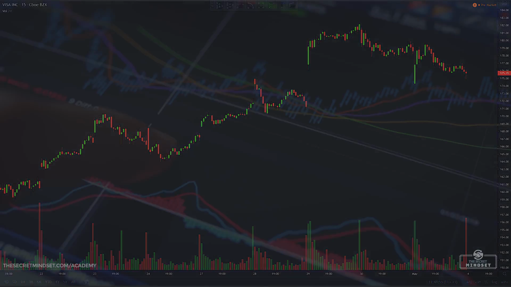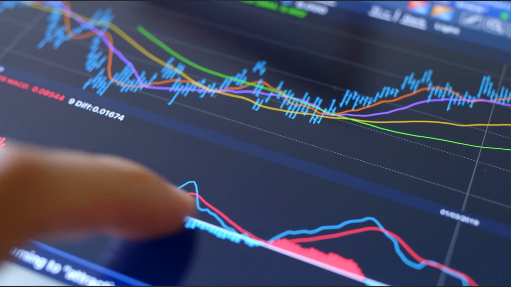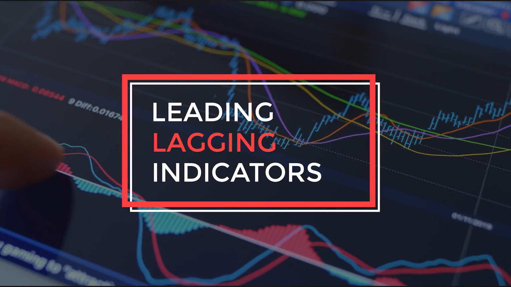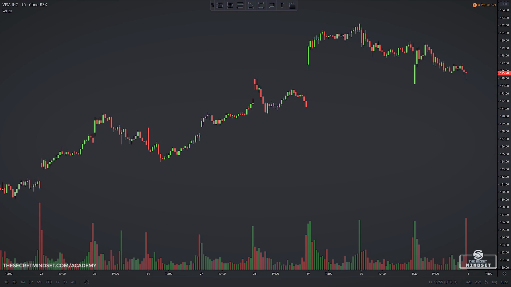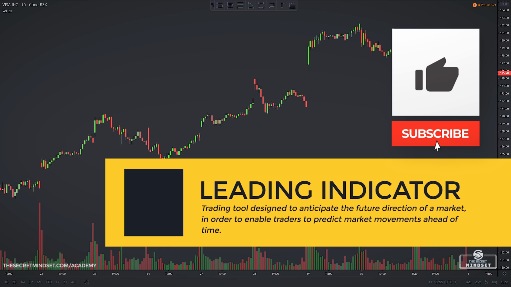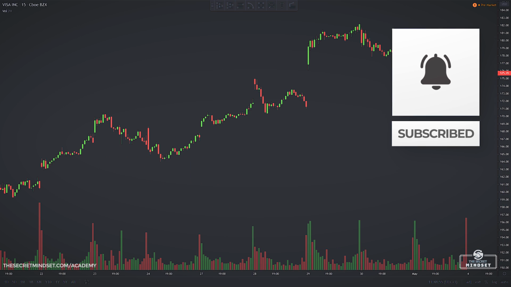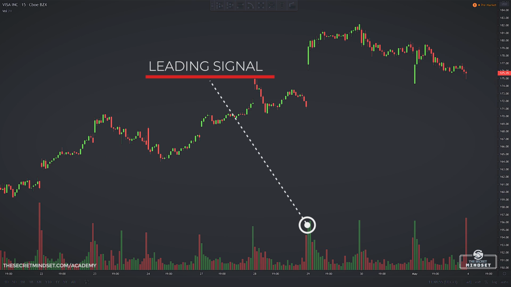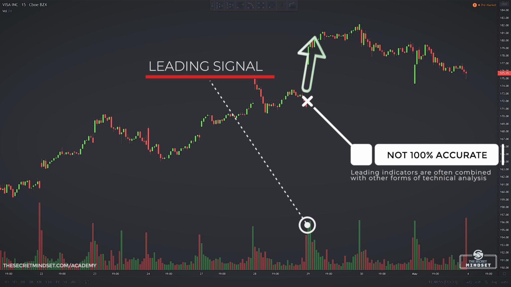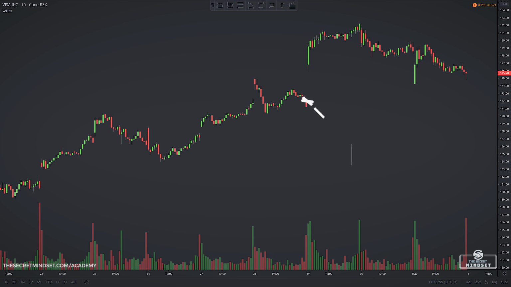Many traders and investors use indicators to spot market patterns and trends, and most of these indicators fall into two types: leading and lagging. A leading indicator is a tool designed to anticipate the future direction of a market in order to enable traders to predict market movements ahead of time. In theory, if a leading indicator gives the correct signal, a trader can get in before the market movement and ride the entire trend. However, leading indicators are by no means 100% accurate, which is why they are often combined with other forms of technical analysis.